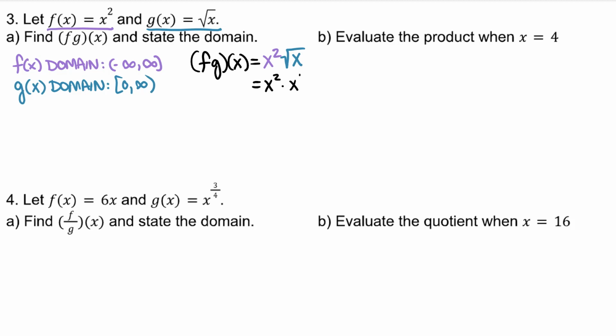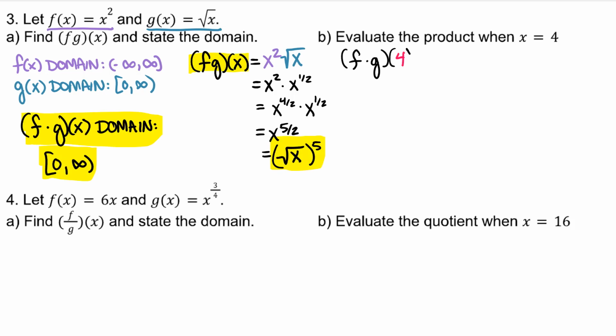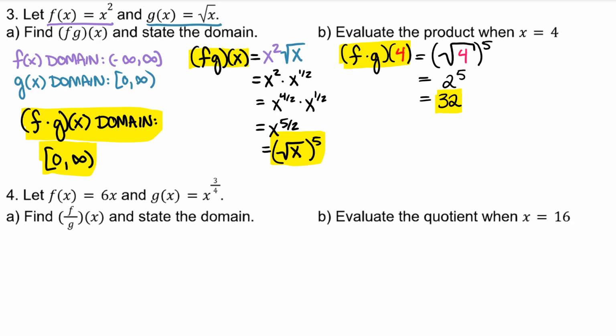We could have one base of x with a rational exponent. That's x to the 5/2, or root x to the power of 5. We already know that the domain of root x has the restriction of 0 inclusive to infinity, and that's already the restriction of g of x. So the domain of f times g of x is also 0 inclusive to infinity. To evaluate the product when x equals 4, let's plug in 4 for x. And once you simplify f times g of 4, you get 32.